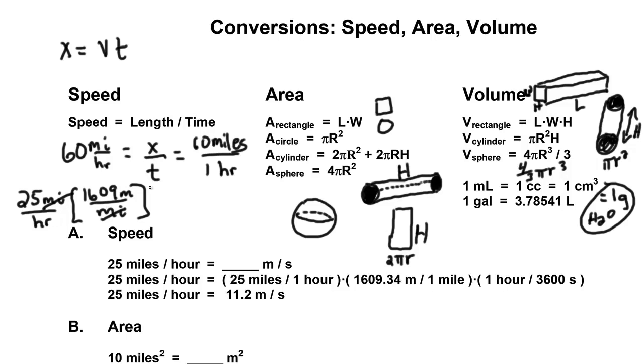So now I have meters per hour. But you should also remember that in each hour there are 3,600 seconds, because we've done that one too. And so the hours drop out, and now we're left with just calculating the answer. So we grab our calculator: 25 times 1609, divided by 3,600. And I get about 11.17, 11.2 meters per second.